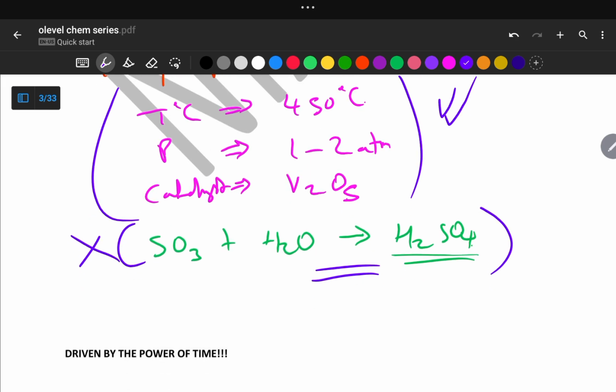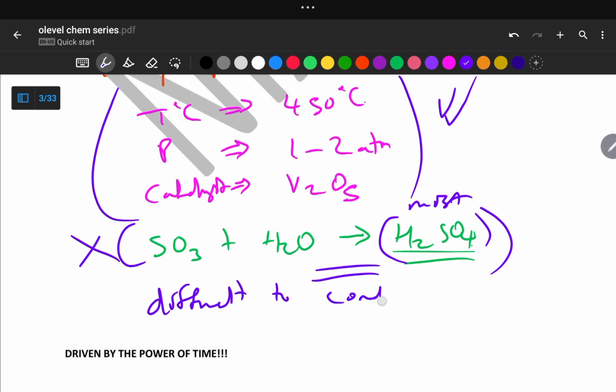It is so highly exothermic that we are going to produce a mist of sulfuric acid. The mists are difficult to condense, so you must take note of that. We avoid the direct hydration of sulfur trioxide to give sulfuric acid because it produces fumes or mist of sulfuric acid which are difficult to condense. So you must avoid this direct method.